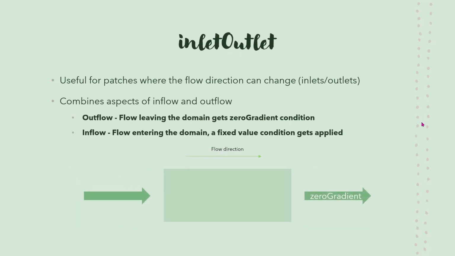Next, we have inlet outlet. This is specifically useful for patches where flow direction may change, specific to your inlets and outlets. It combines an aspect of inflow as well as outflow. Wherever you have outflow, meaning that flow is leaving your domain, the zero gradient condition gets put there. Whereas wherever you have flow entering a certain domain, the fixed value condition is going to be applied right there. So if you have an outlet, it is moving out of the body, there is your zero gradient.